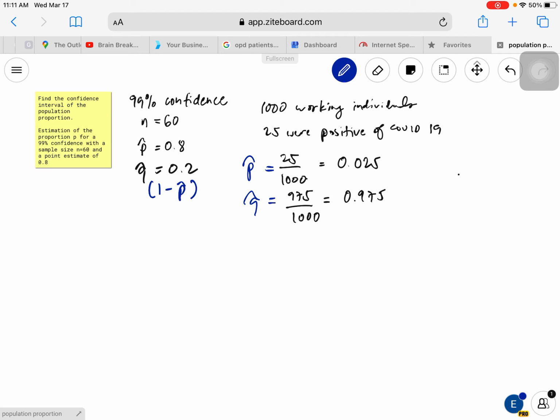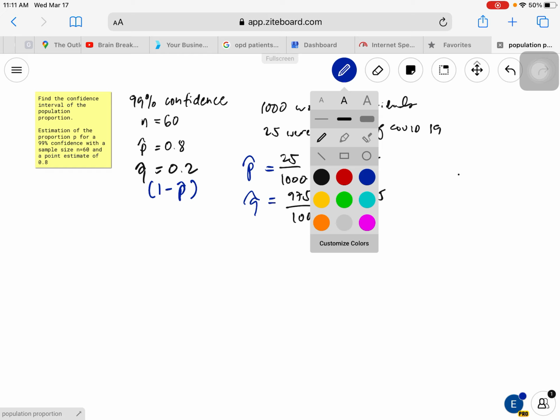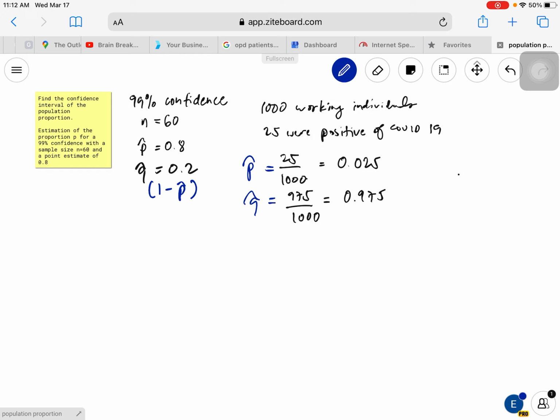Now let's proceed to the formula. The formula to find the confidence interval of the population proportion is p hat plus minus z sub alpha over 2, times the square root of the product of p hat and q hat all over our sample size n. Now we have p hat, we have q hat, we have the n, but we don't have this yet.